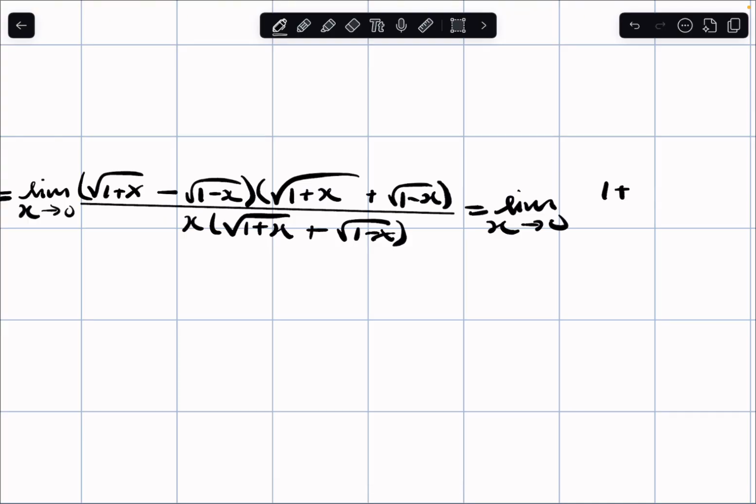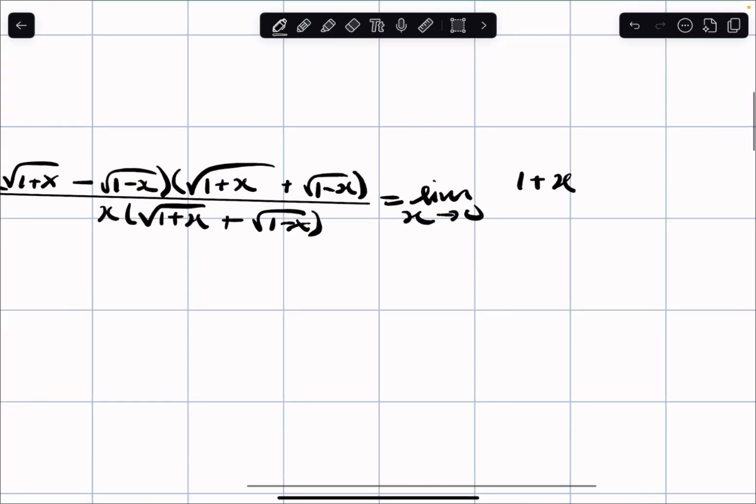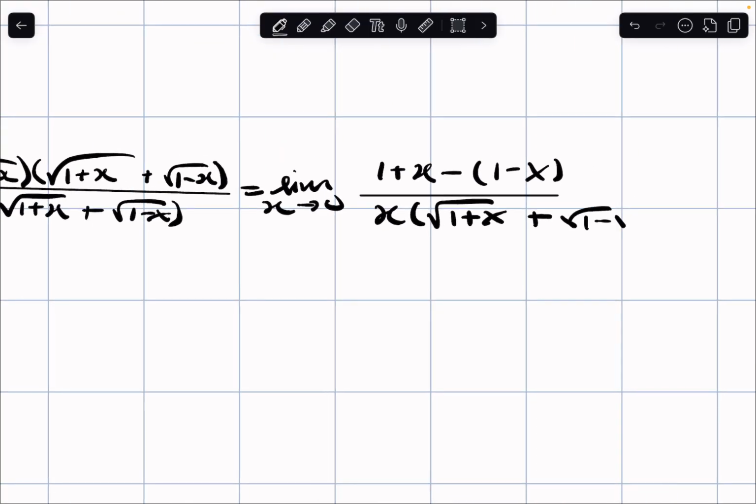It'll be 1 plus x, then minus 1 minus x. So it will be 2x, just x, then 1 plus x plus the square root of 1 minus x. And the 1 will cancel out, and this will become 2x. Then the x's will cancel out.